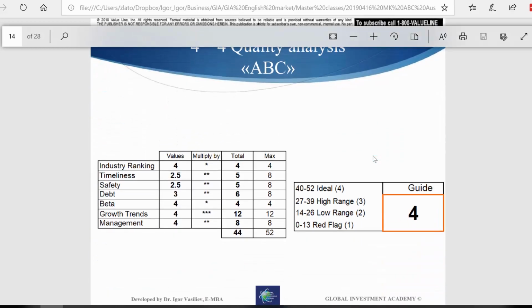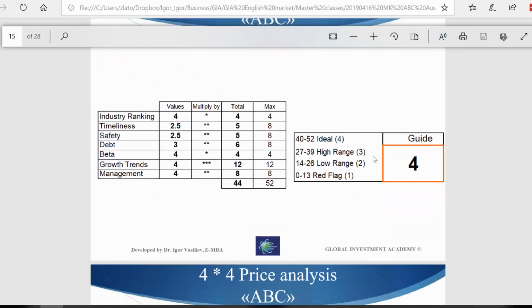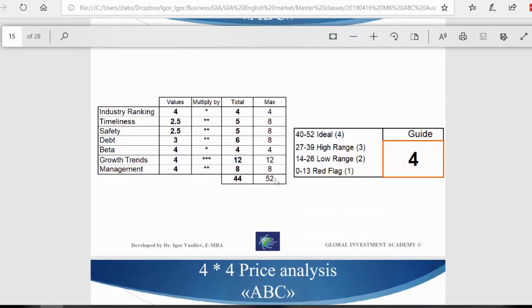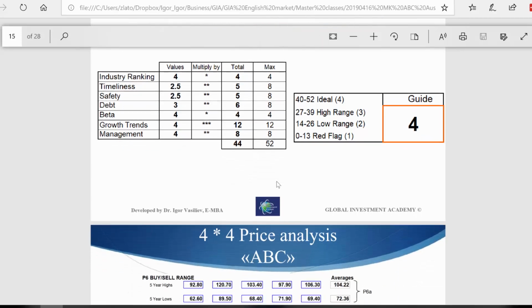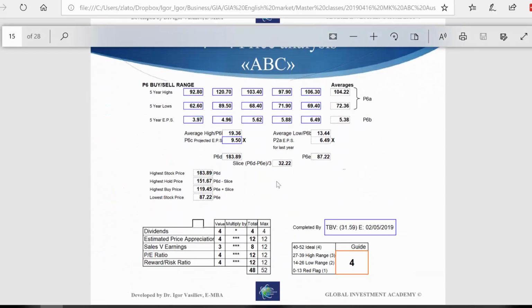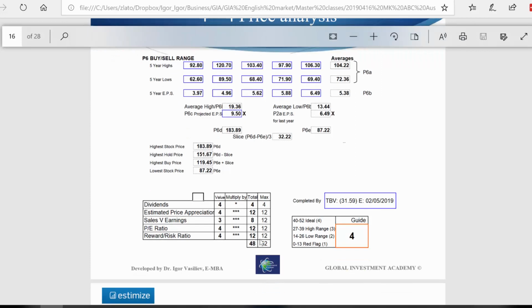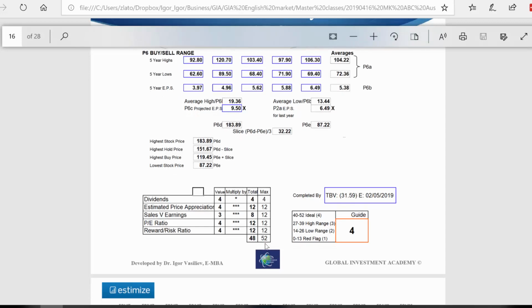Then we do an express analysis where we use a certain table, and you can see that this specific company scored 44 points out of 52. So it is a very good quality company. And when we analyze price, this company also scored 48 points out of 52. So it means this company is really undervalued, and it's a great time to purchase it.